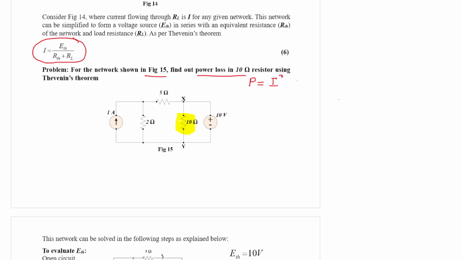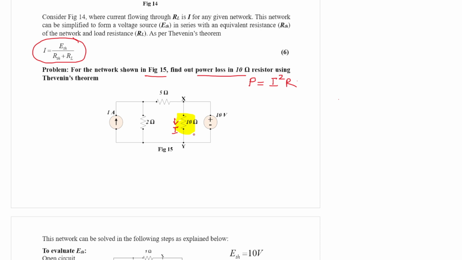Power loss is nothing but I square R. So in order to calculate power loss or voltage drop across a resistance, you must calculate the current flowing through that resistance. So this problem is nothing but to calculate the current flowing through the resistance. Let us say that current is I.